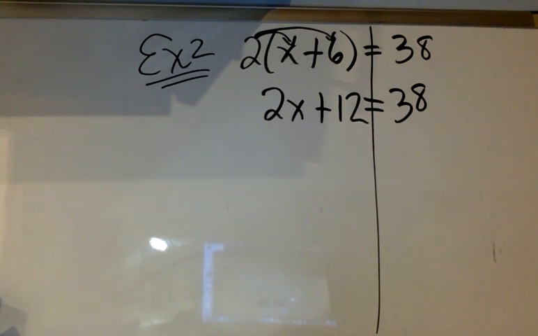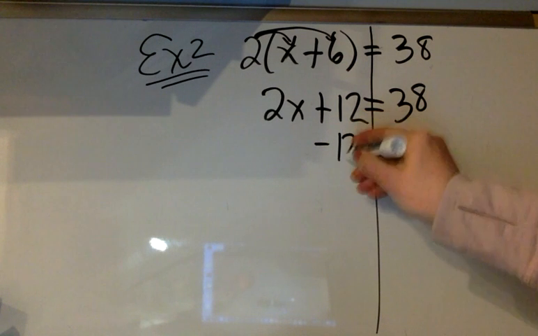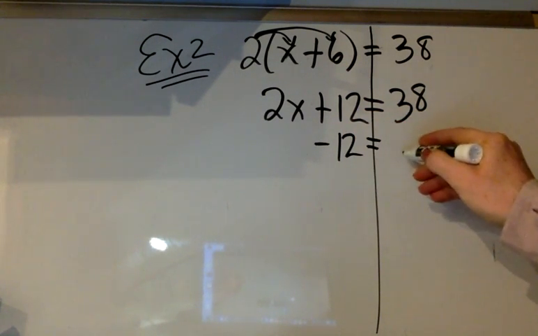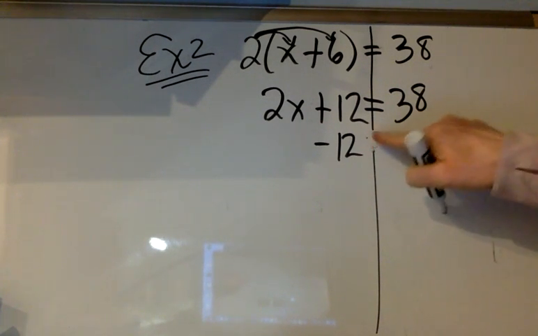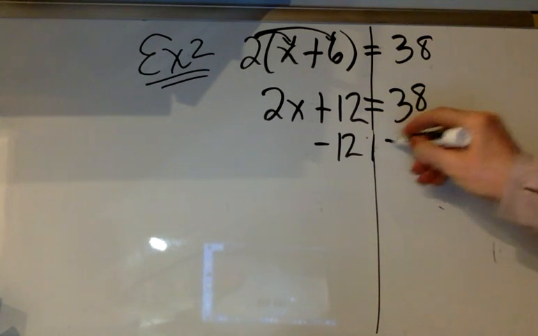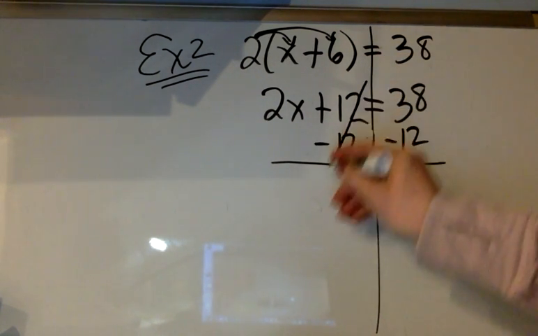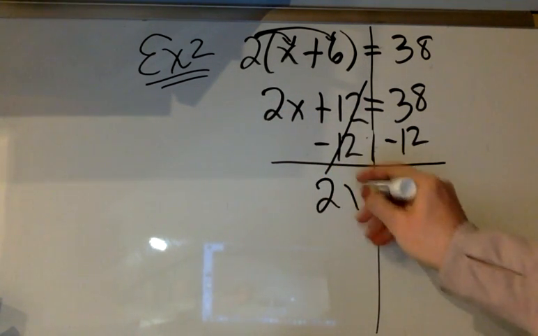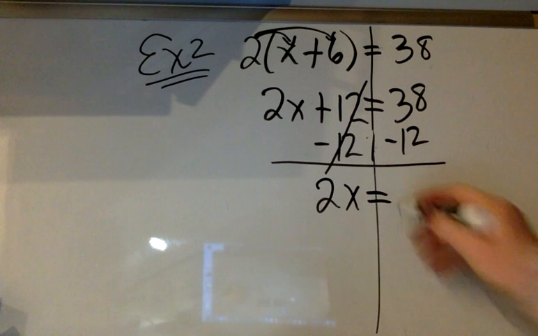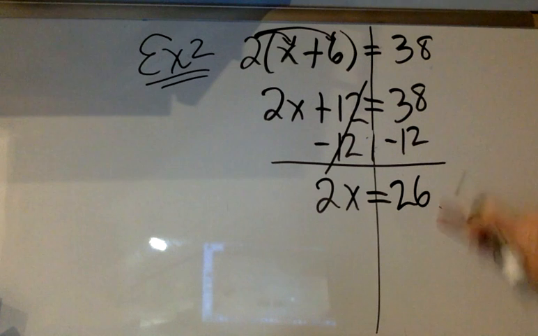Okay, all I did was the distributive property. The next thing that I want to undo is this addition. And I undo addition with subtraction. And so undo minus 12 on this side, and minus 12 on the other side as well. I was putting the equal sign too early. This will cancel, and I'll end up with, on this side, just 2x. The equal sign goes in the middle, and 38 minus 12 is going to give me 26.